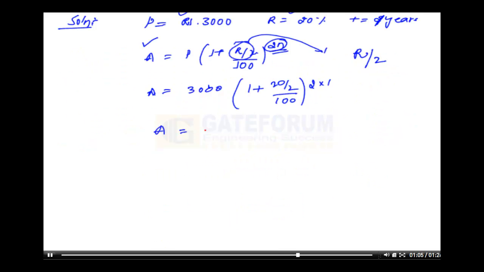If we simplify, it will be 3,630 rupees. Initially the principal was rupees 3,000, and now the amount is 3,630. So there is a difference of rupees 630, which is the compound interest for 1 year.